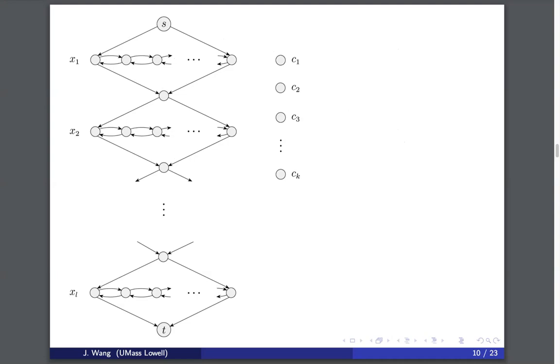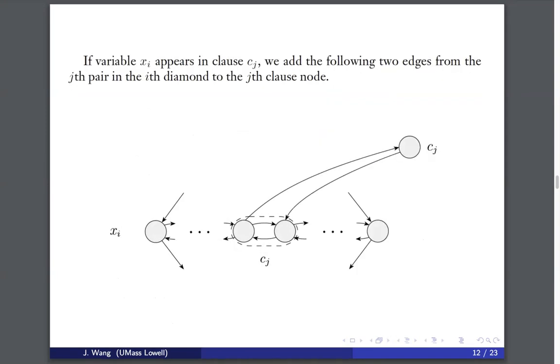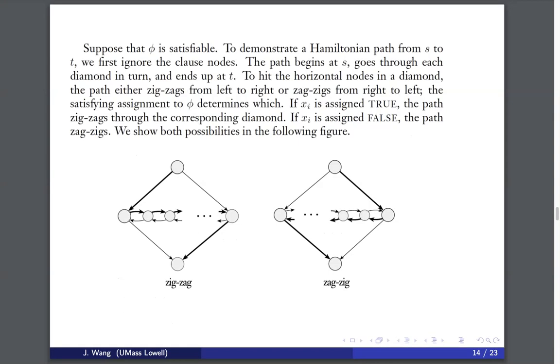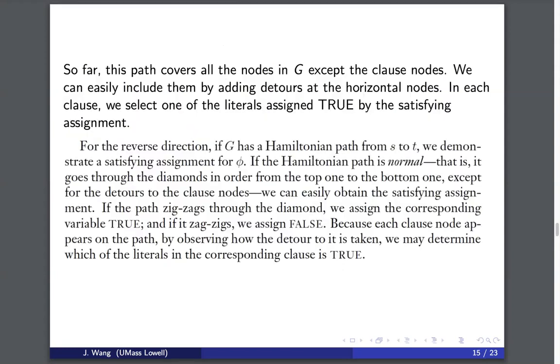Okay, let's go back to the slides. We already explained this. Zigzag or zagzag, depending on the direction. If it's going left, that's called zigzag. If you're going right first, that's called zagzag. So if it has a truth assignment, then we can travel from S to T going through all the nodes exactly once.